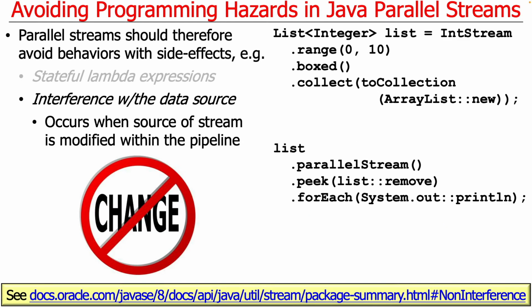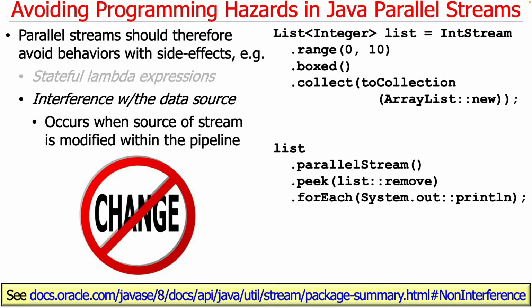Another problem that can arise with parallel streams is interference with the data source. And this can occur when the source of data the stream is using to traverse is modified within the pipeline of aggregate operations. And this is very, very subtle and pernicious. Now, the good news is, again, you kind of have to work at this to make it this kind of a mess. But just be aware that it's a problem.